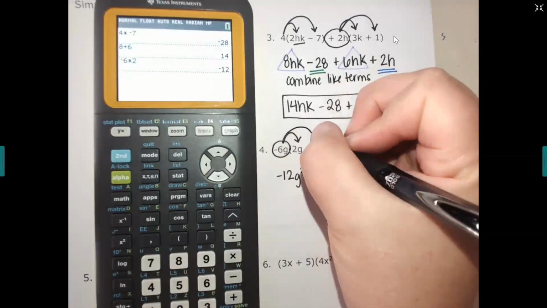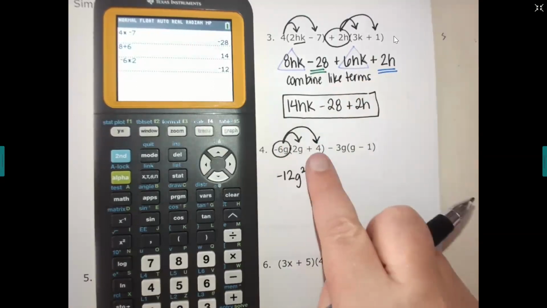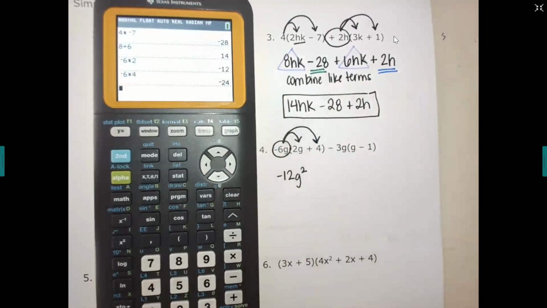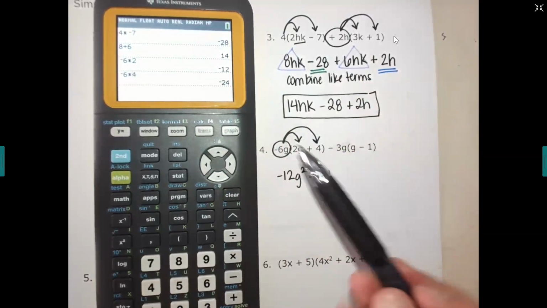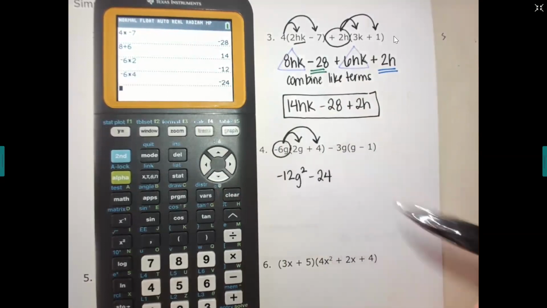Next term, I have a -6 times a 4. That's going to give me -24. But then notice that the 6 had a g, but the 4 doesn't, so I would just keep that g part exactly the same.